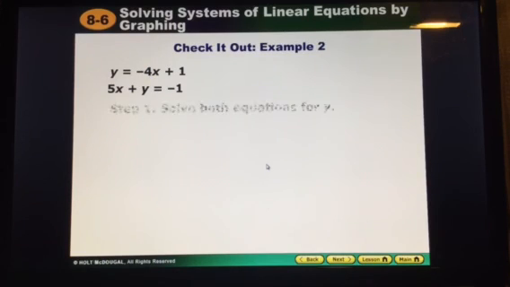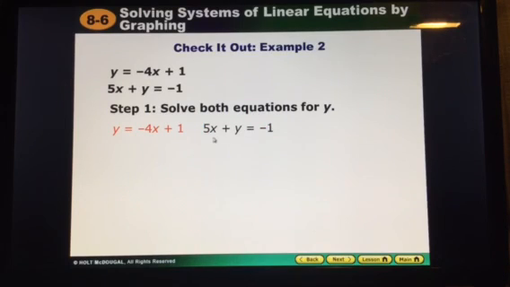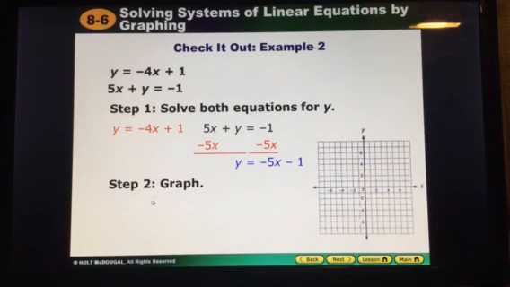All right, next one. Okay, this one's already in slope-intercept form, so we'll get the 5x plus y. We're going to subtract 5x from both sides, so we get -5x minus 1. So now you're going to graph both of these, and then turn the video back on, and let's look at the graphs. All right, so when we look at the graph, we're going to go to +1 on the y-intercept, and then we're going to go down 4 and right 1 and draw that line.